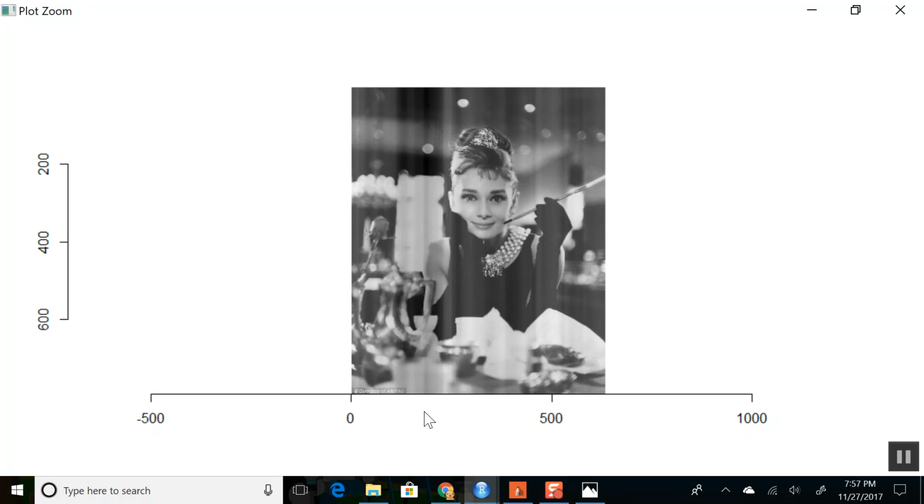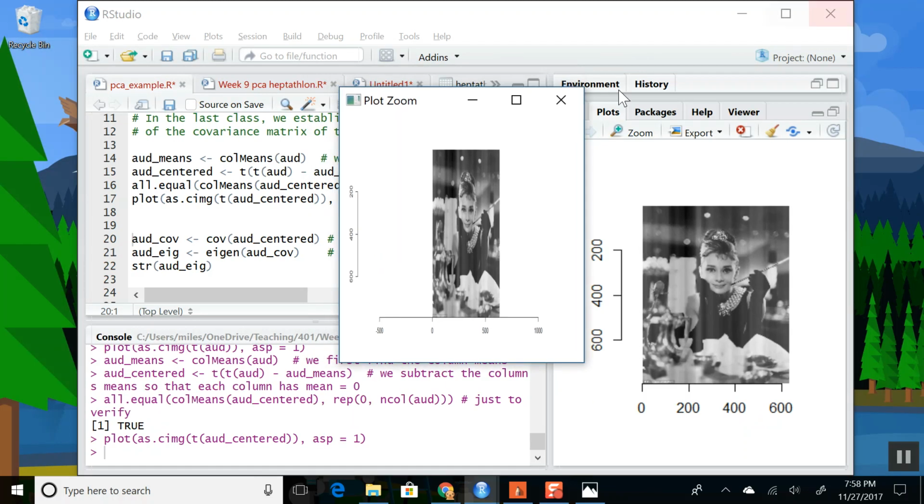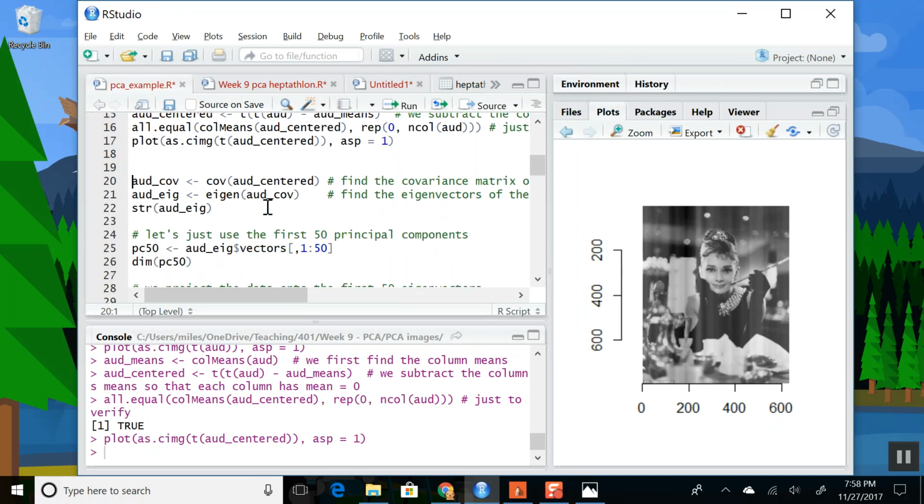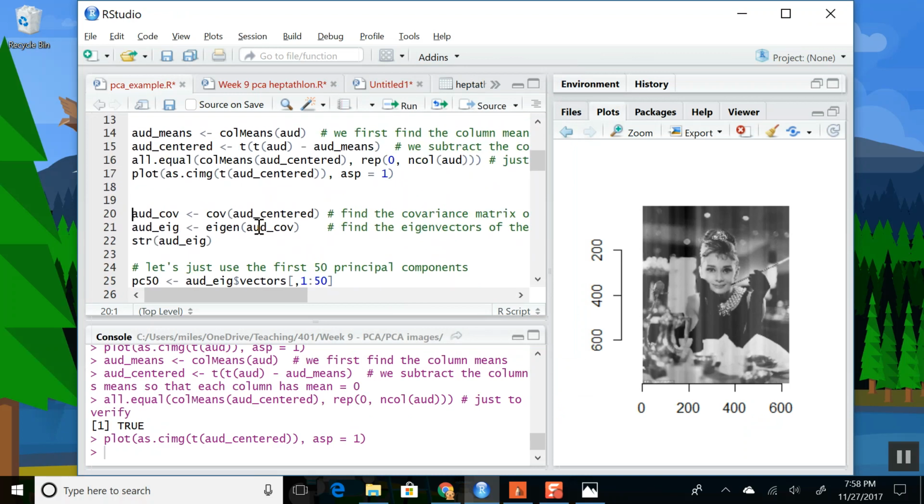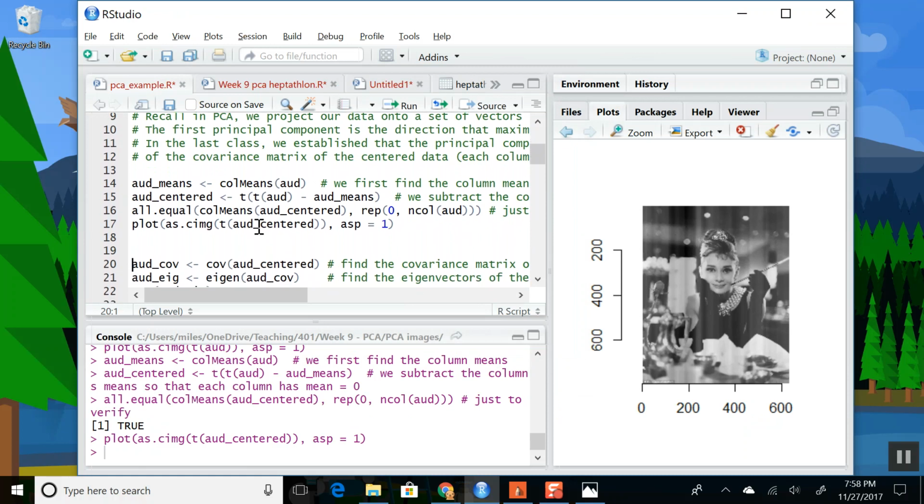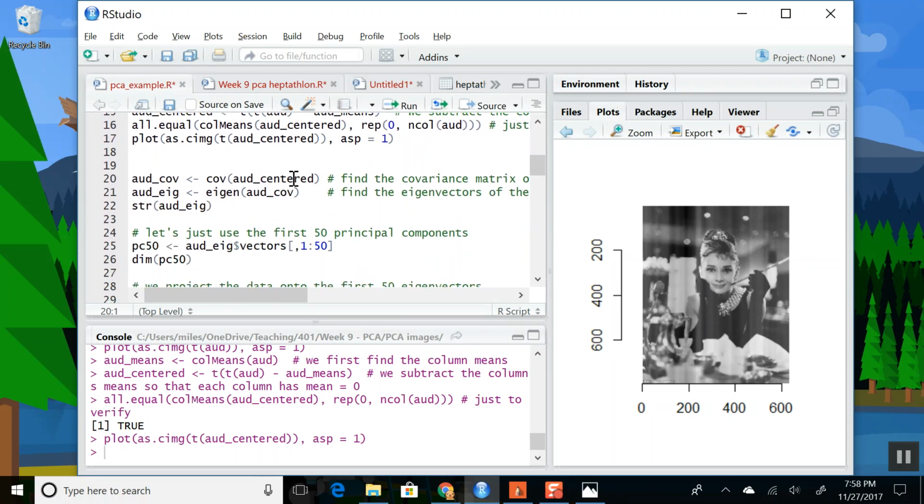There are 600 something columns, and we're subtracting the mean from each column right here, so those get taken out. Now if we take the mean of each column, the mean is 0, the 0 being kind of like a grayish color. Then we subtract the means from these things, and now we will take the covariance of this entire matrix.